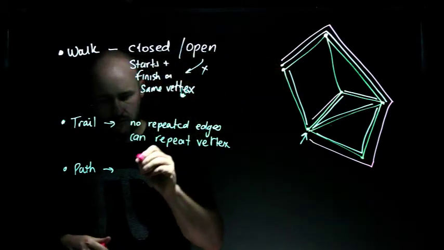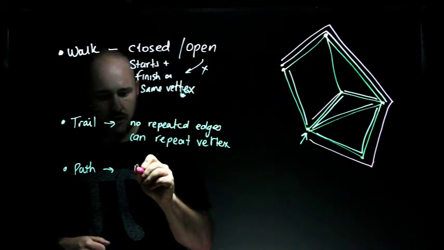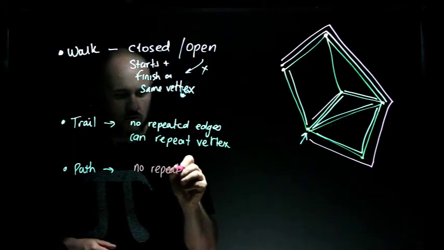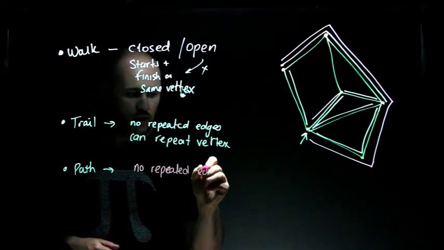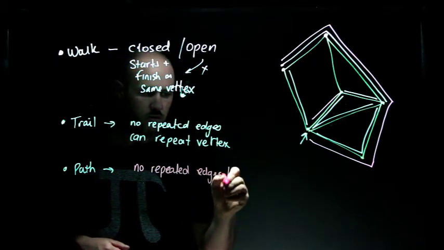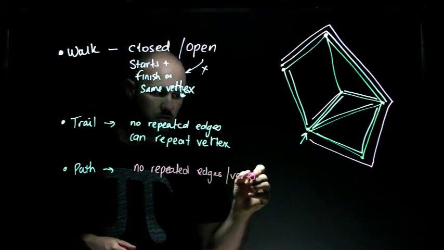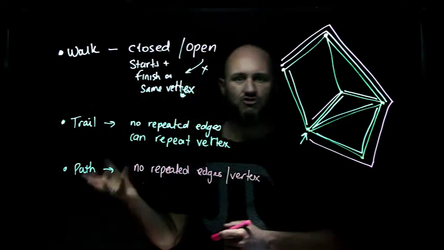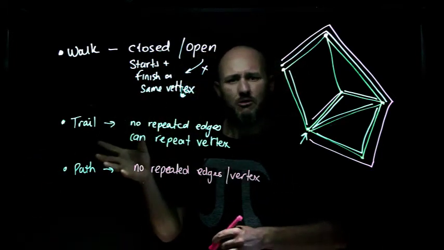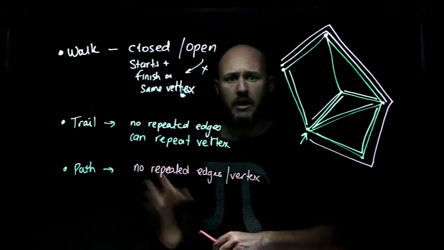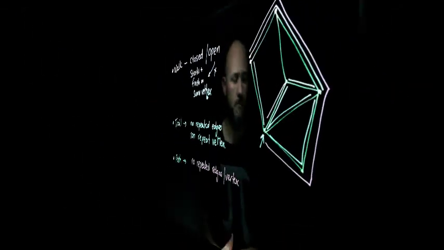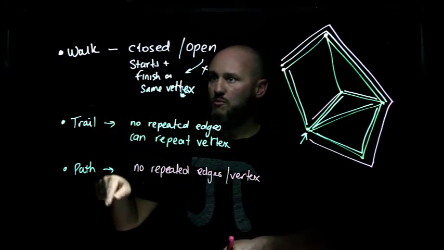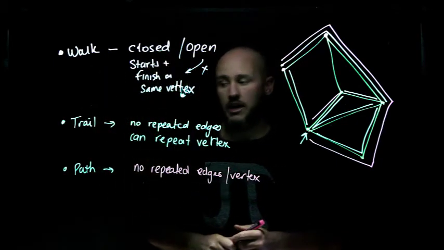So a path, and I've swapped coloured pens now, is no repeated vertices or edges. And that's a path. So you'll see that mentioned, or you might have to define a trail or a path, etc. This is going to be a really definitional based topic. Now let's just have a quick look at something. Okay, so we have walks, trails, paths, closed and open in both cases.